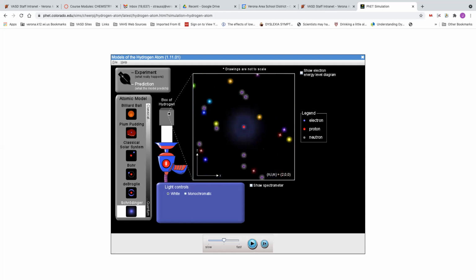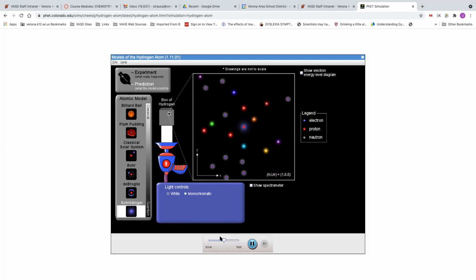There we go. There's the 2S, a sphere within a sphere. Okay, so we'll be excited up in the 2S. When it falls, it'll release energy. Oh, it jumped higher. There, it released it. Let's see if we can get an F.